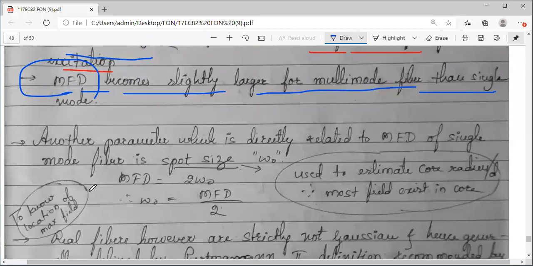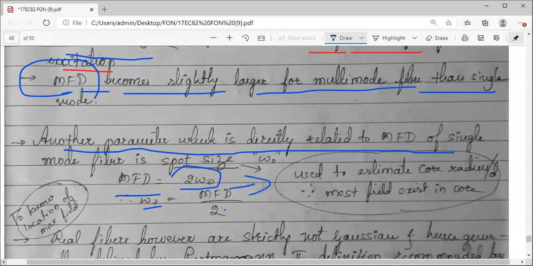And for the spot size, that is omega naught, there is one more parameter which is directly related to the MFD. That is, MFD is equal to 2 times omega naught, or omega naught is equal to MFD by 2. What this is actually giving you is the location, the spot. That's why it is called spot size. It is used to estimate the core radius or the diameter. It tells where the field mostly exists in the core, where it is maximum. To know the location of the maximum field, we go for spot size, not this spot size here.